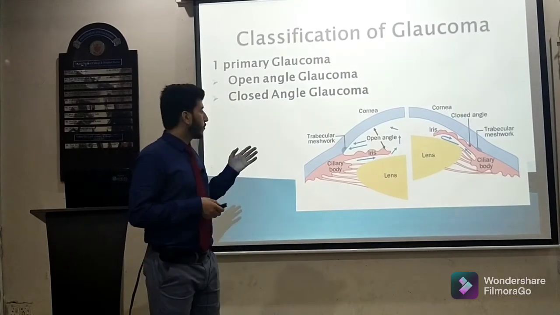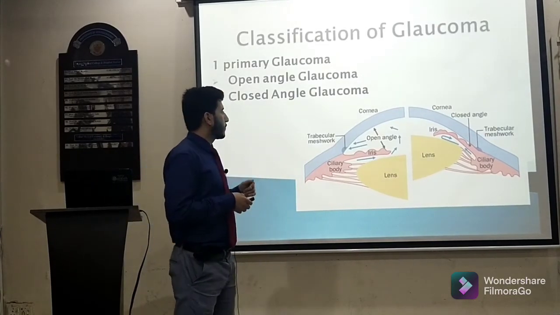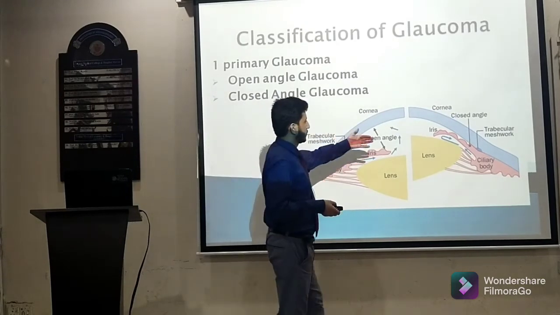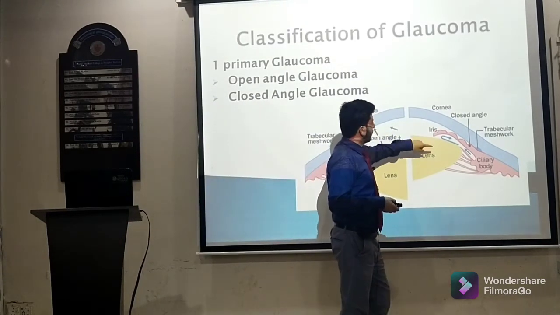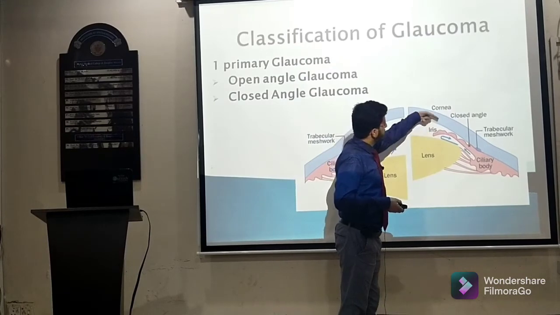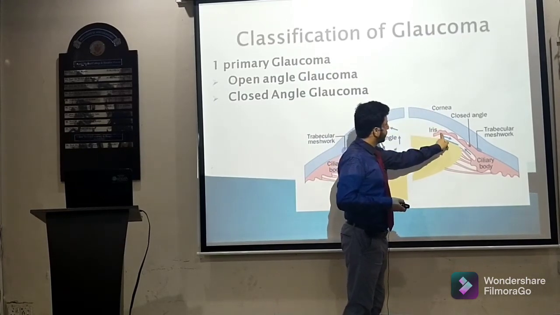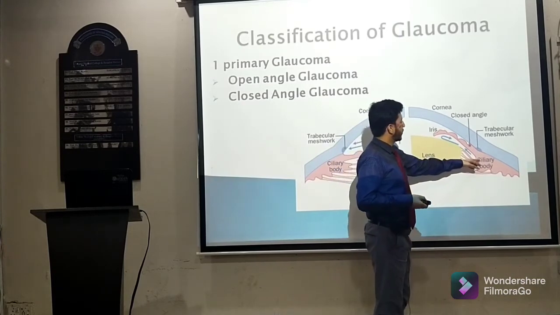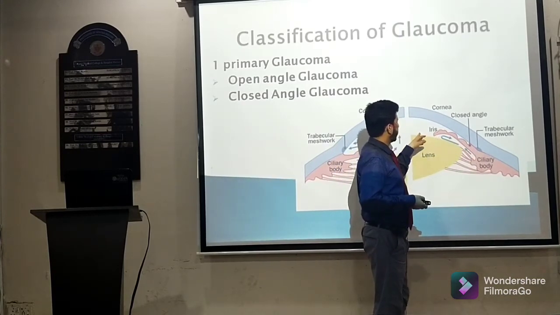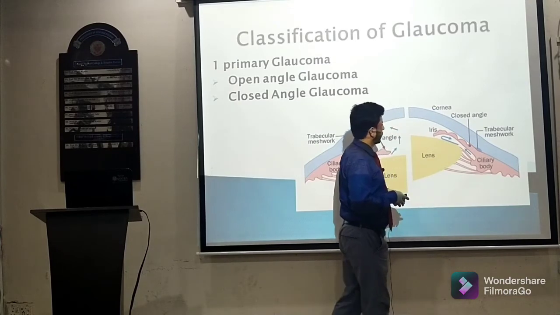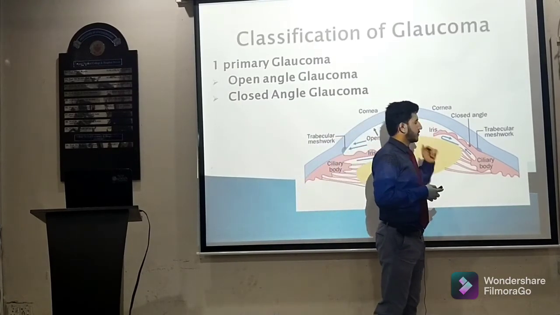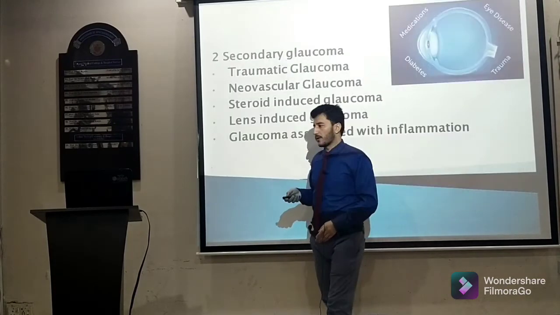So it's a primary glaucoma whose angle is closed. Here we can see the iris and the cornea. The angle present here is closed. The aqueous humor produced from here is not drained completely, so the patient has closed angle glaucoma.